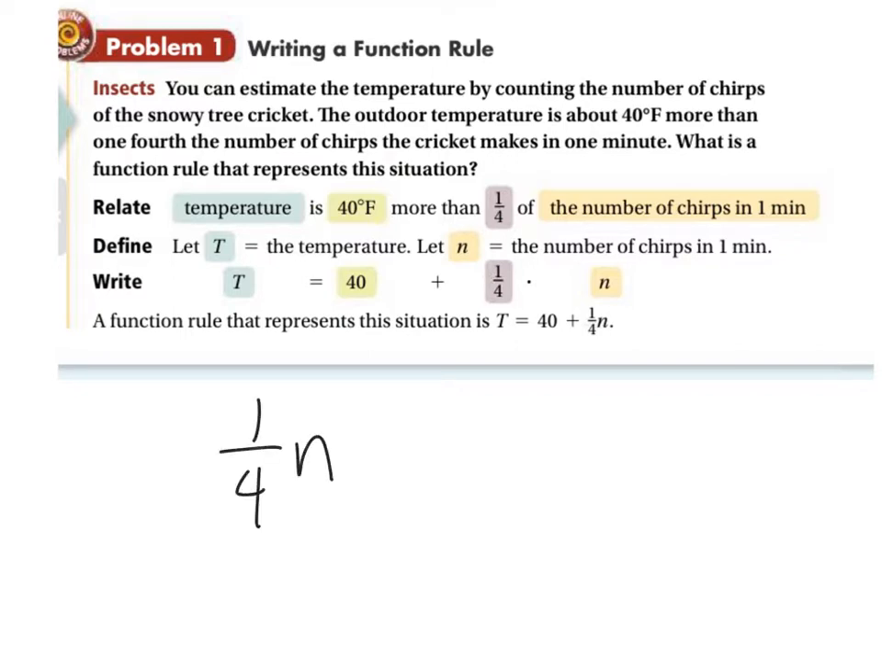plus that 40-degree barrier that we talked about, that is equal to the temperature. Now, if that was something you struggle with, you have to stop and ask yourself, what do the words mean? We hear things like more than, so obviously that means we're going to add in this case. 1/4 of N, and then obviously, T. So don't forget to define your variables first.